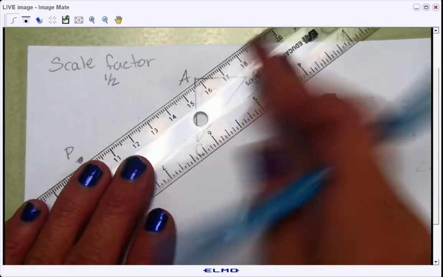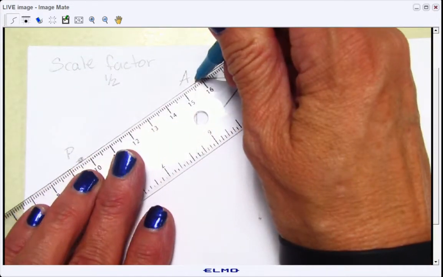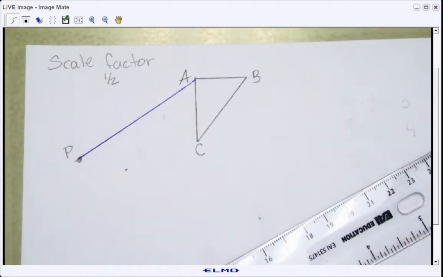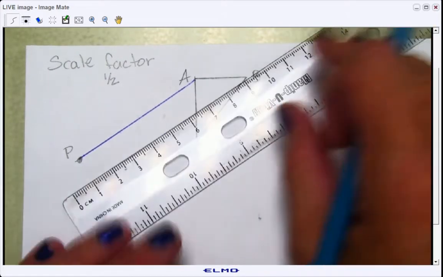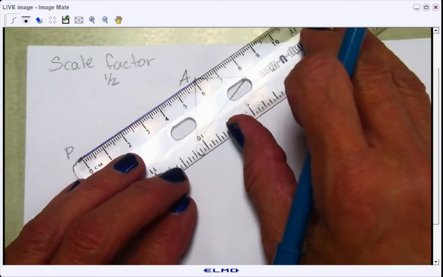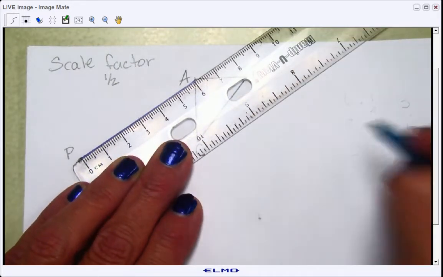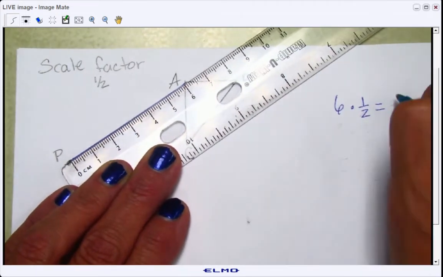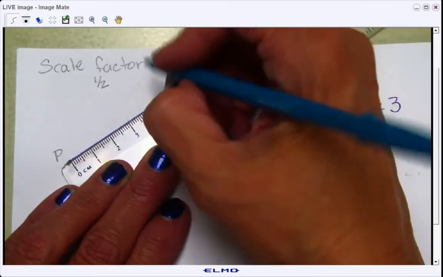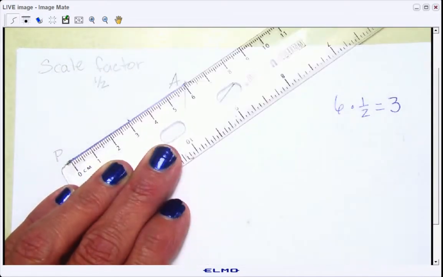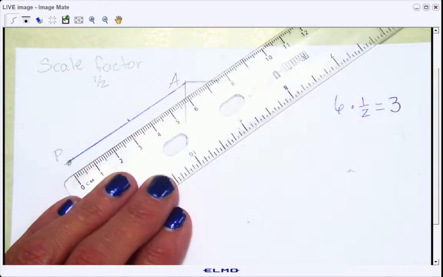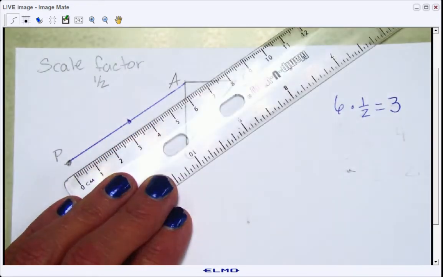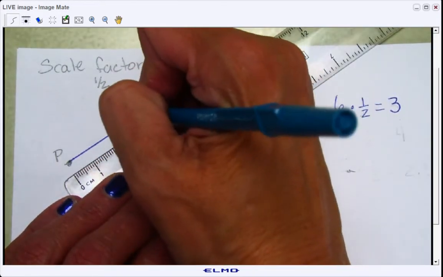So if I was to draw a line from A to P, the first thing I'm going to do is draw a line from A to P. Then if I measured that, okay, that's at 6. So half of 6 would be 3. So right here at 3, I'm going to put a little dot there, and then I'll move the ruler so that I can actually put it on that line. So there's my 3, and that's going to become A prime.